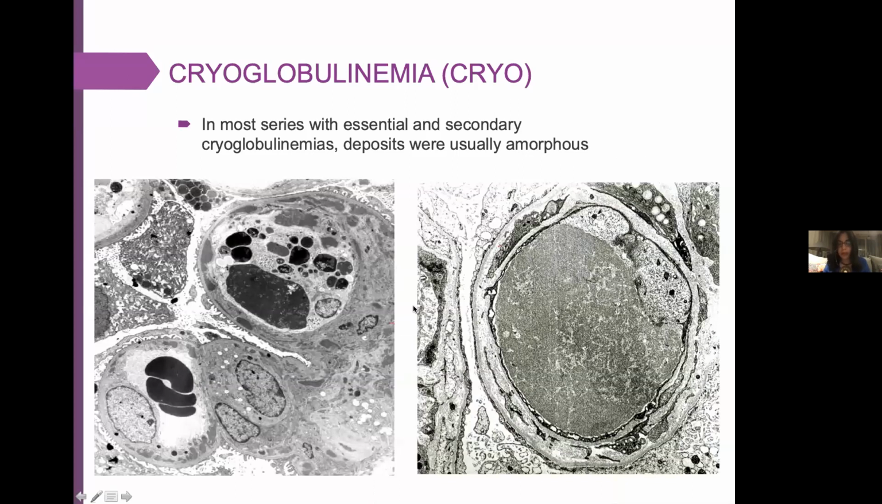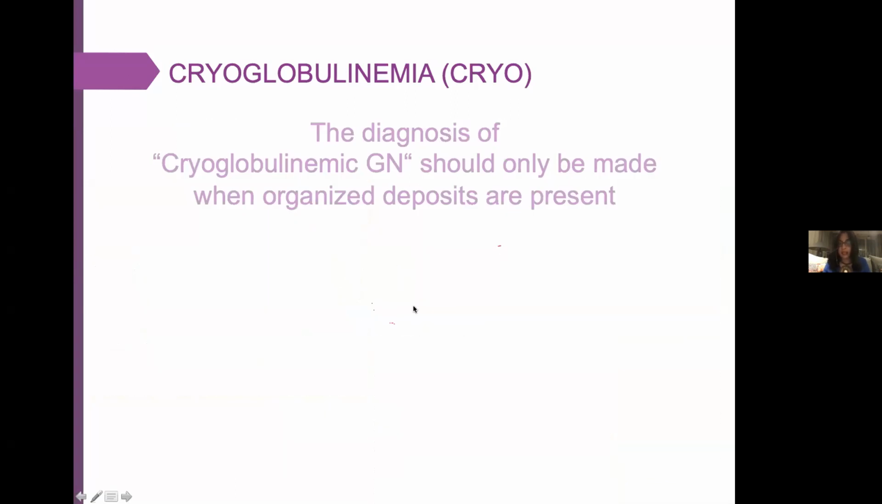detect by immuno. And the sentence that the diagnosis of cryoglobulinemic GN should only be made when organized deposits are present is nonsense. No. You actually do not see these organized deposits on electron microscopy as commonly as you think. Cryo is a light microscopy diagnosis, full stop. This is how you diagnose cryoglobulinemia. You don't need electron microscopy to diagnose cryoglobulinemia, or you're never ever going to diagnose it.